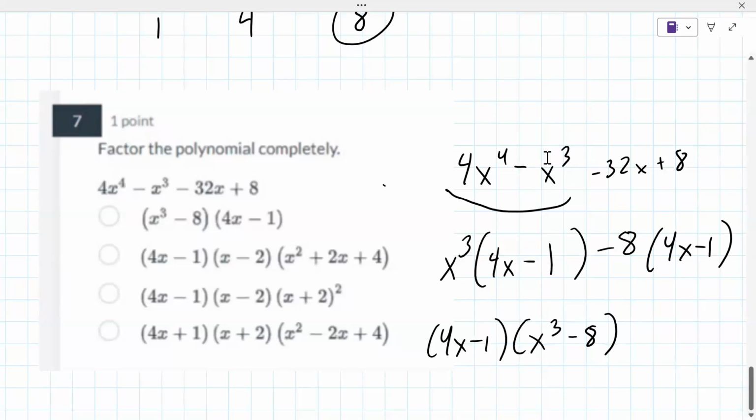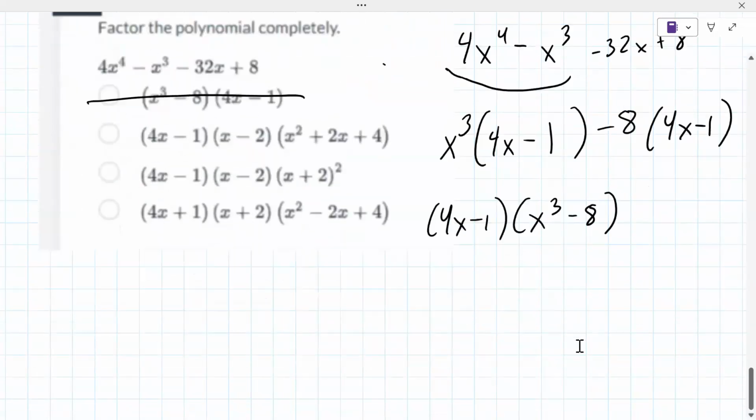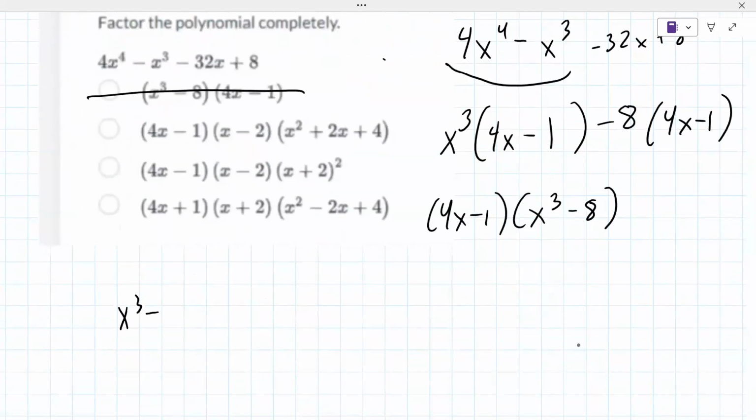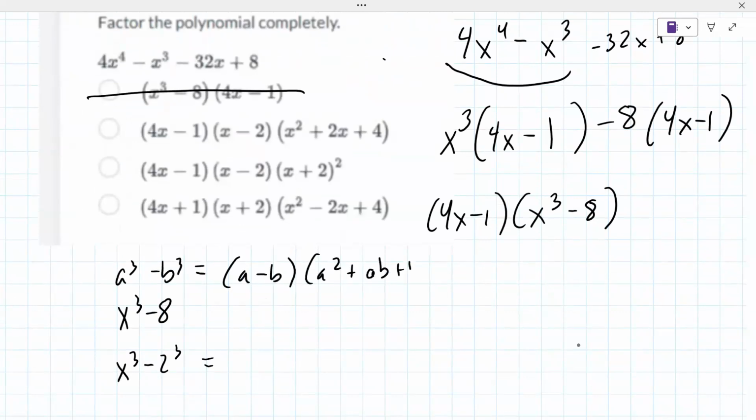Okay, I'm good. All right, so now we're not done though. It looks like it's a, but a is actually wrong. The x cubed minus 8 is a difference of cubes. Do you remember that formula at all? I'm writing it down now in case you don't have it. There's both sum and difference of cubes that you might need. So your A is x and your B is 2.